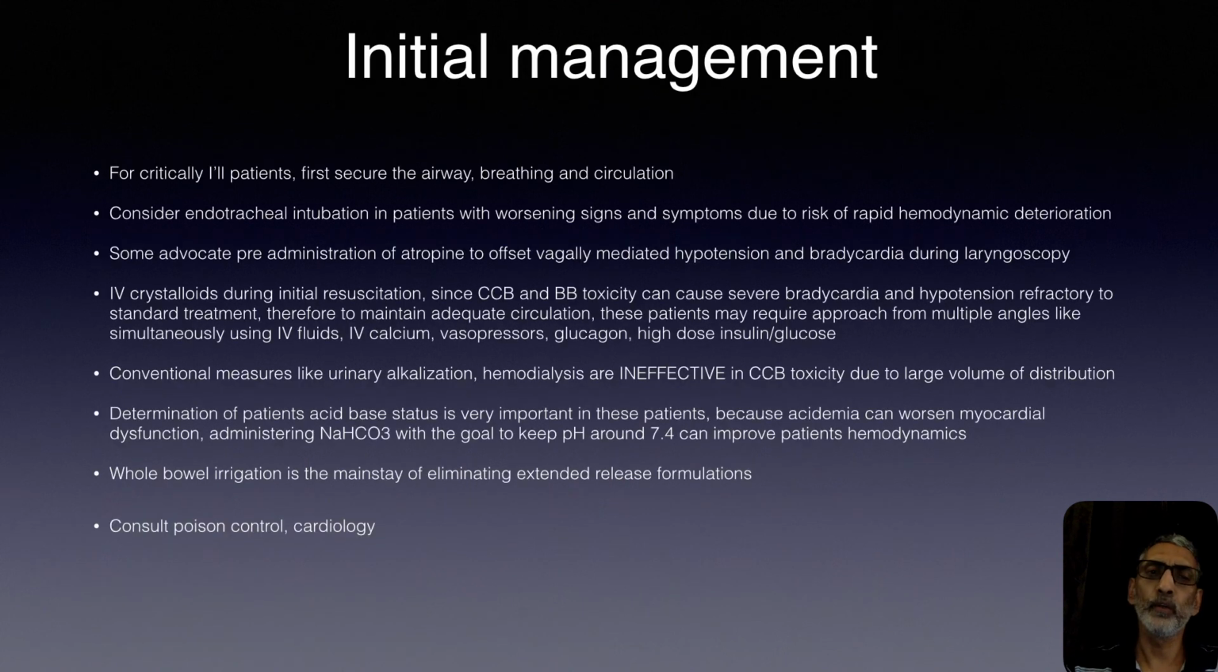For a critically ill patient, the first thing you need to do is to secure the airway, breathing, and circulation. We call it ABC. And if you need to intubate the patient, you might have to do that as well, especially if the patient is hemodynamically deteriorating at a very fast rate.